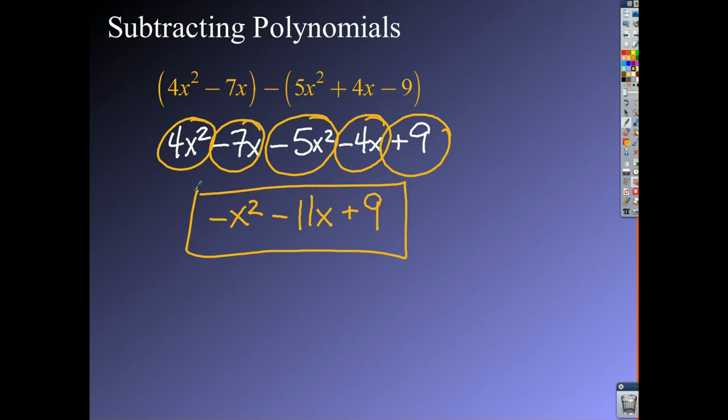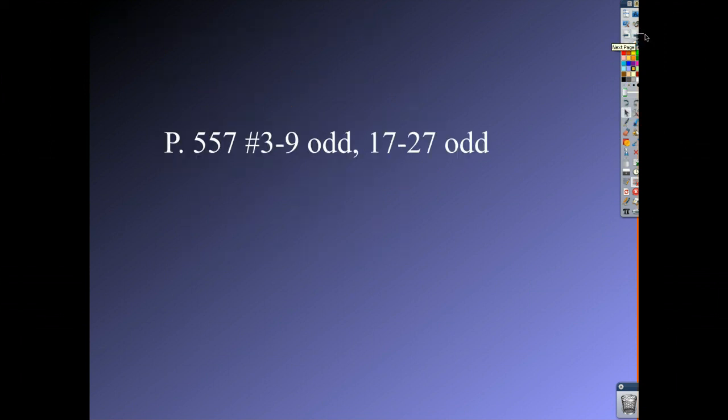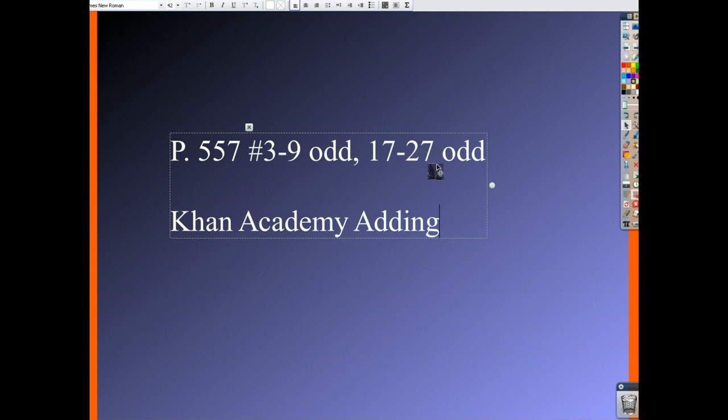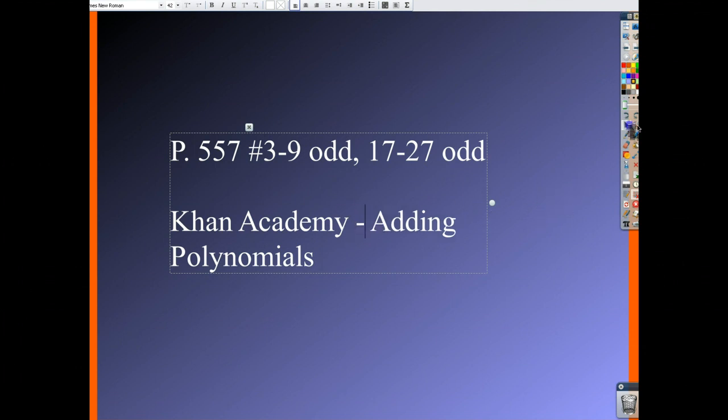So you have a couple choices here. You can either go ahead and try doing some more activities that are here on page 557, numbers 3 through 9 odd, and then 17 to 27 odd. Or if you want, you can take a little practice with Khan Academy, and I'm going to post it on the website as well. But it's Khan Academy, and you're going to type in adding. If you just start typing in adding polynomials, you should be able to find it. Okay, so you have either one of those choices.